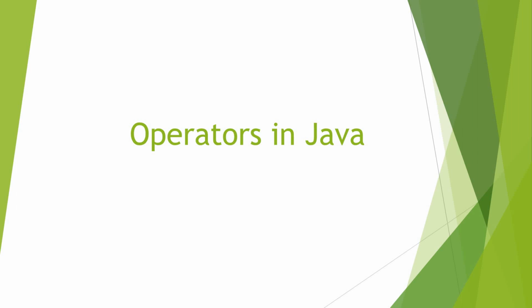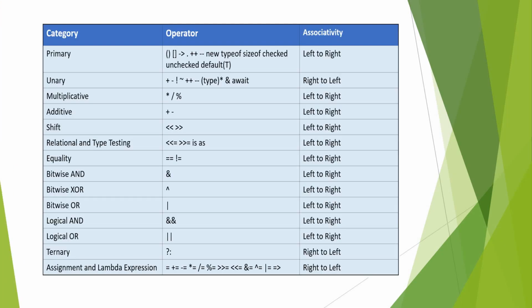In this video, I will discuss operators that are used in Java. So what are the different types of operators that are used in Java? We have primary operators, which have parentheses, and unary operators plus and minus, and multiplicative operators, addition operators, shift operators, relationship operators, equality operators, bitwise AND, bitwise XOR, bitwise OR, logical AND, logical OR, ternary operator, assignment operators.